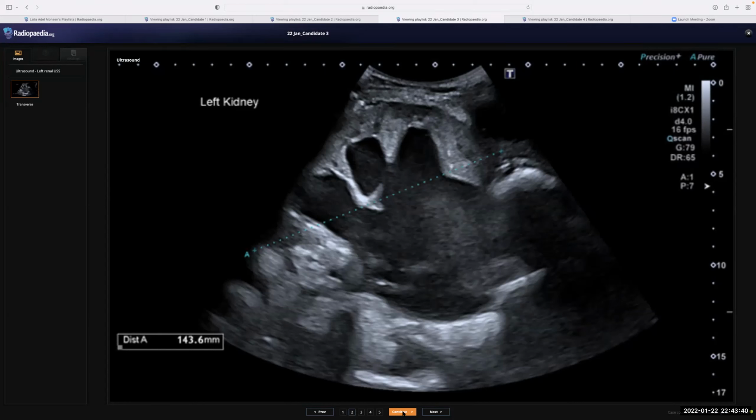So I need to see the whole ultrasound along the trace of the ureter to the bladder to know if the ureter is also dilated, because I can see hydronephrosis here. This is a case of hydronephrosis, and I should know if it is obstructed hydronephrosis or due to reflux. So, okay. What will you recommend next for the patient?